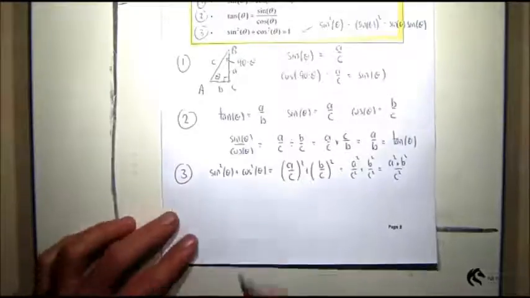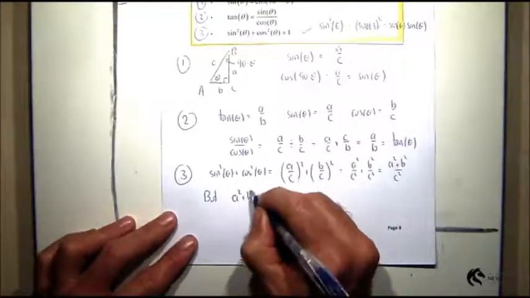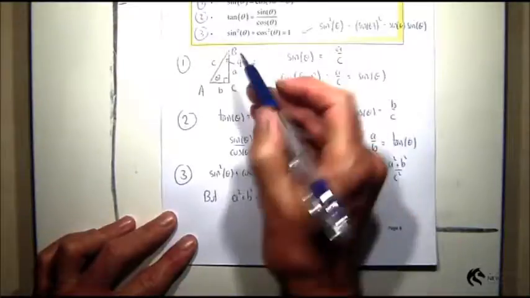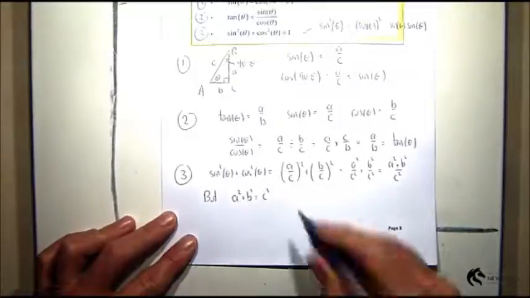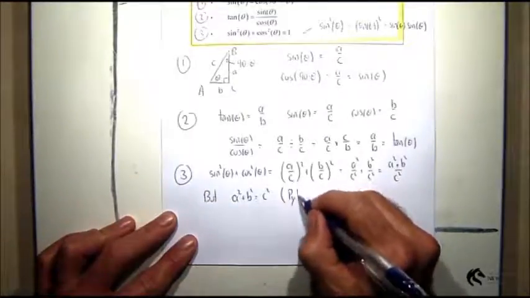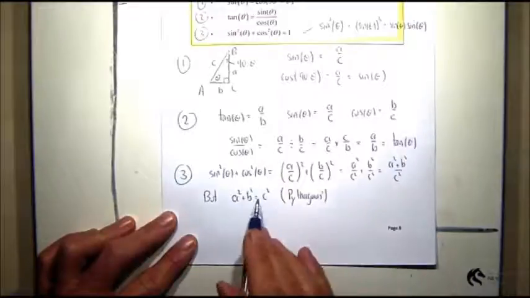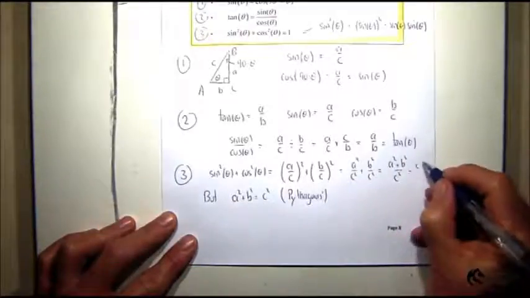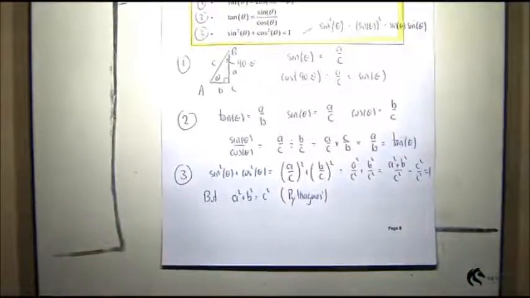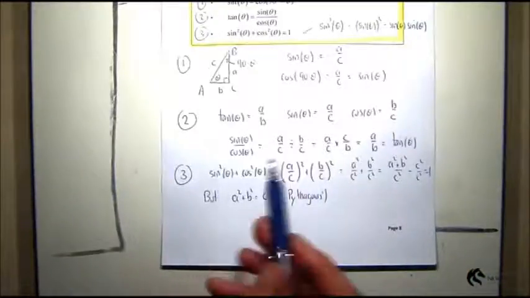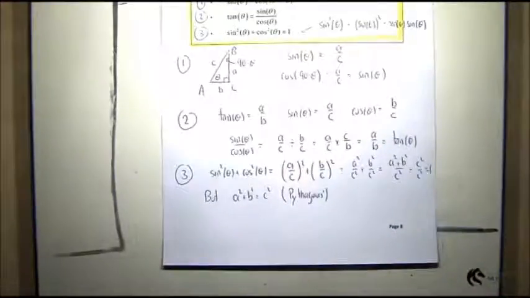But we know that A squared plus B squared is equal to C squared, because this is a right angle triangle, and that is Pythagoras' theorem. And so if A squared plus B squared is equal to C squared, that's C squared on C squared, which is 1. So sine squared theta plus cos squared theta will always be 1, no matter what value of theta you have.